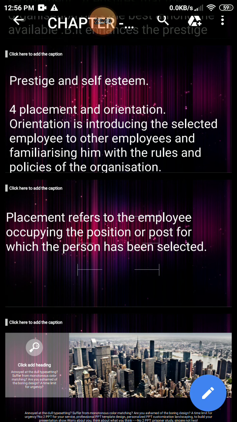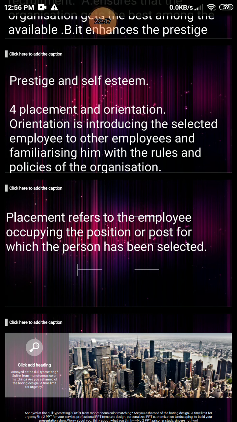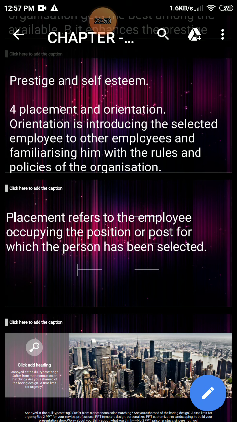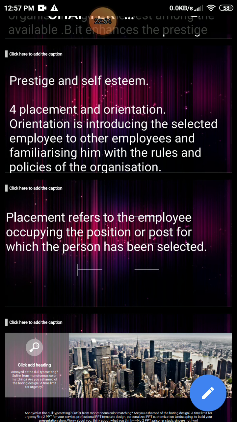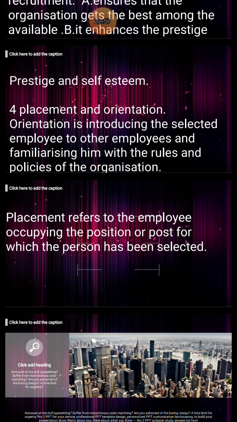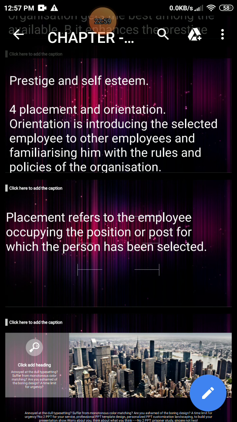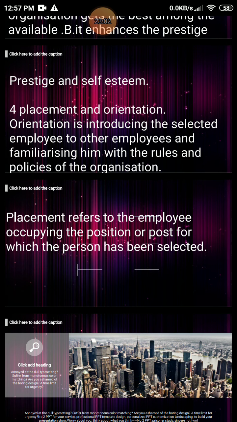Once you are selected, once you clear all the tests and all the interviews, immediately you are placed in that particular post or position for which you had been put through varieties of tests and interviews.